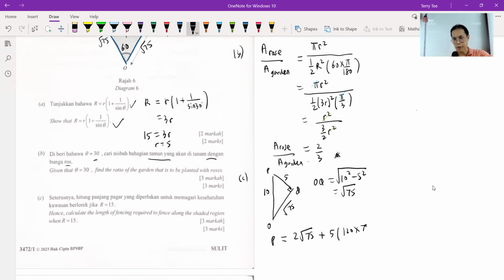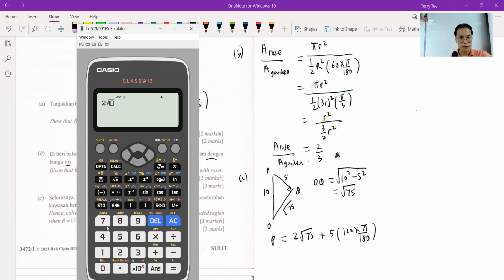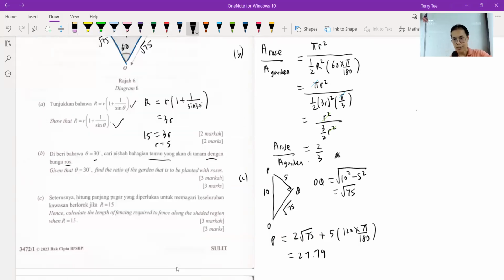So we take 120 times pi over 180. Yeah? Please use 3.142. Normally that's the case that we use 3.142. So 2 times root 75 plus 5 times 120 times 3.142 over 180. And there you go. My answer is 27.79. So that's the length, the unit is in meter, length of your fence, panjang pagar.